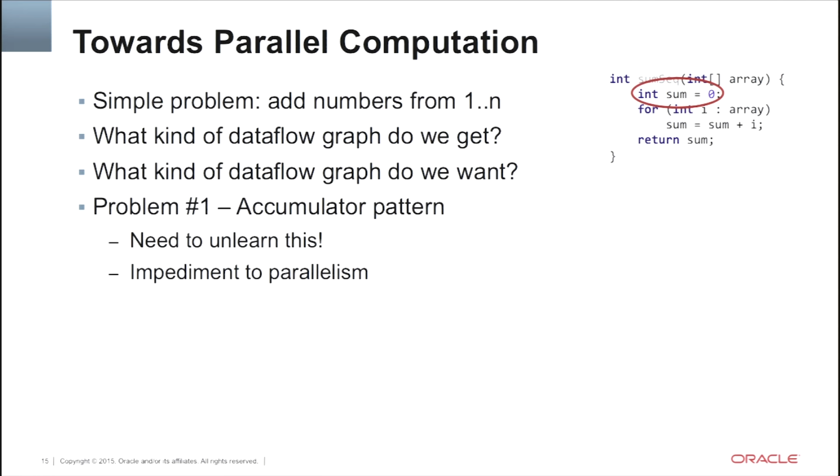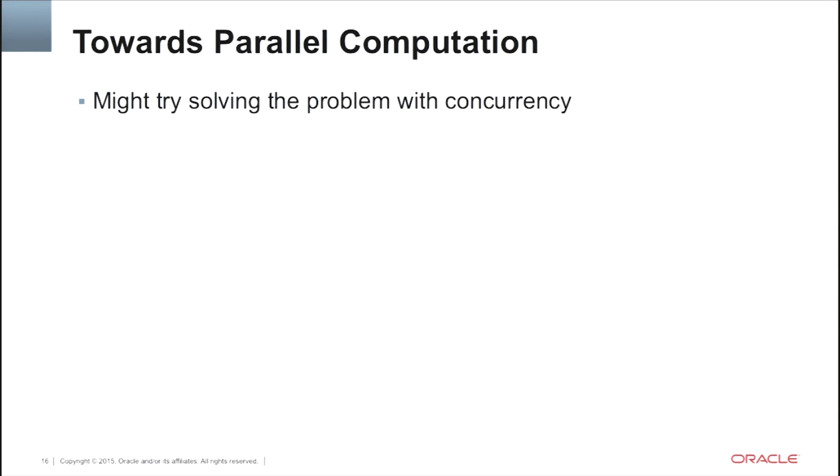So if we look at our sequential implementation, the thing that jumps out at us is this accumulator pattern, where the first thing you say is set the accumulator to 0, and then you loop over things and you mutate the accumulator. And that should be kind of a big flashing red light that you've got an implementation that's fundamentally sequential, and you need to unlearn this pattern because it's an impediment.